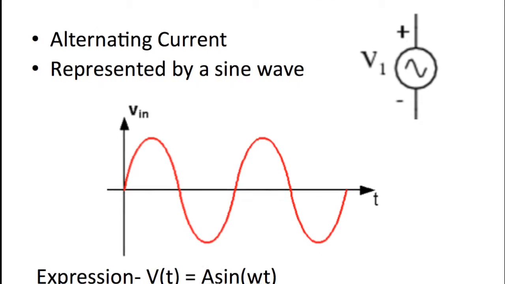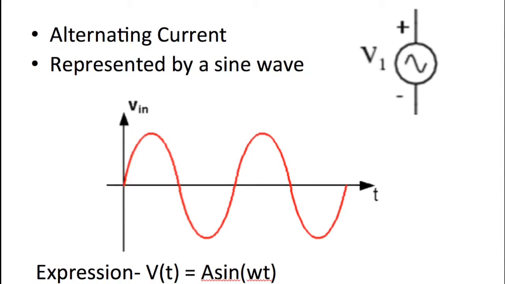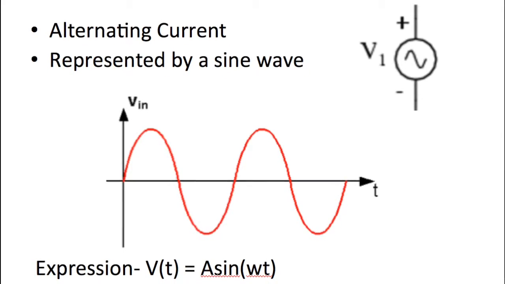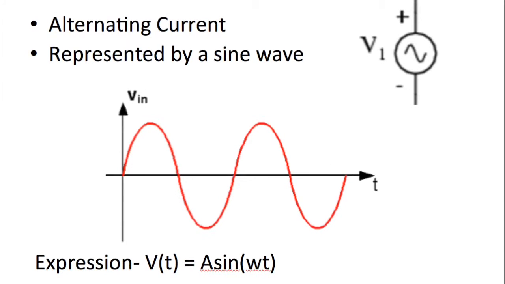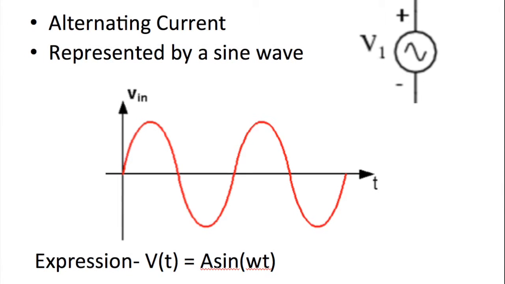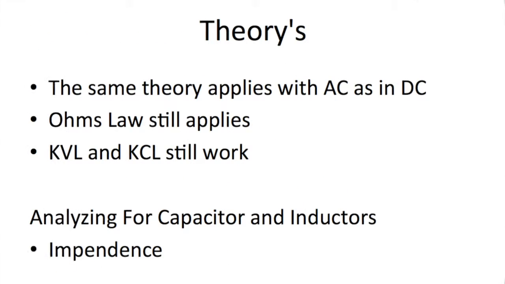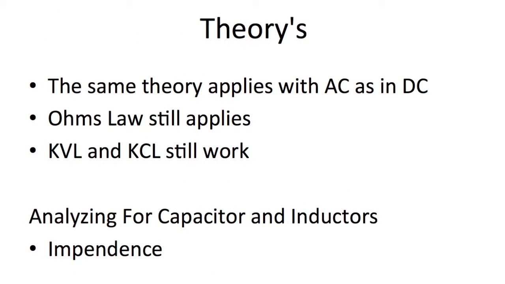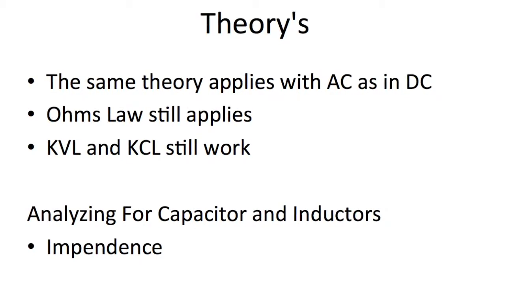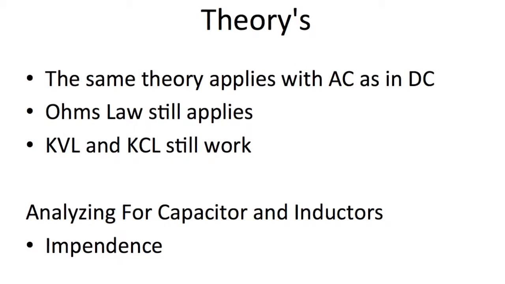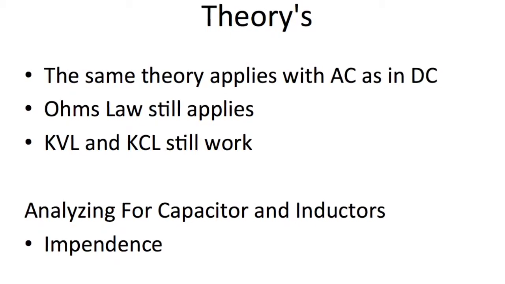The expression can be shown as a function of time, which equals the amplitude times sine omega t, where omega is 2 pi f, with f being the frequency. The same theory applies with AC as in DC. The only difference is the value of the current and value of the voltage are changing with respect to time, and these need to be portrayed as a sine wave.